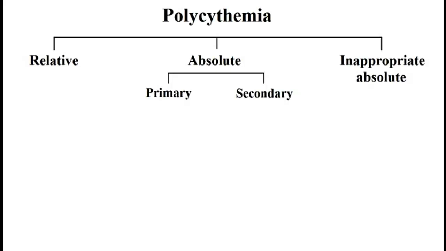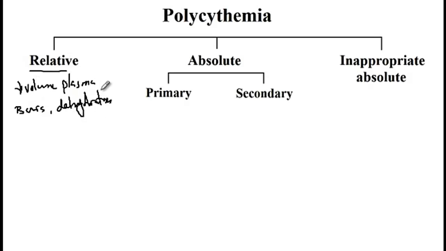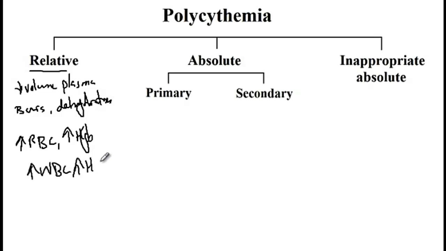In this video, I will go over different forms of polycythemia. So with relative polycythemia, due to decrease in the volume of the plasma, which could be from, for instance, burns, from dehydration, or from excess use of diuretic medications, which causes loss of the plasma volume, these patients present with elevated red blood cell count, elevated hemoglobin, elevated white blood cell, and elevated hematocrit.